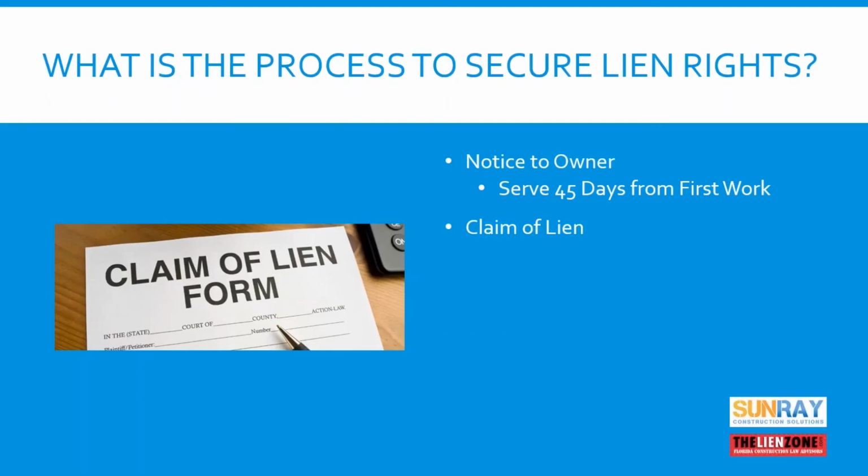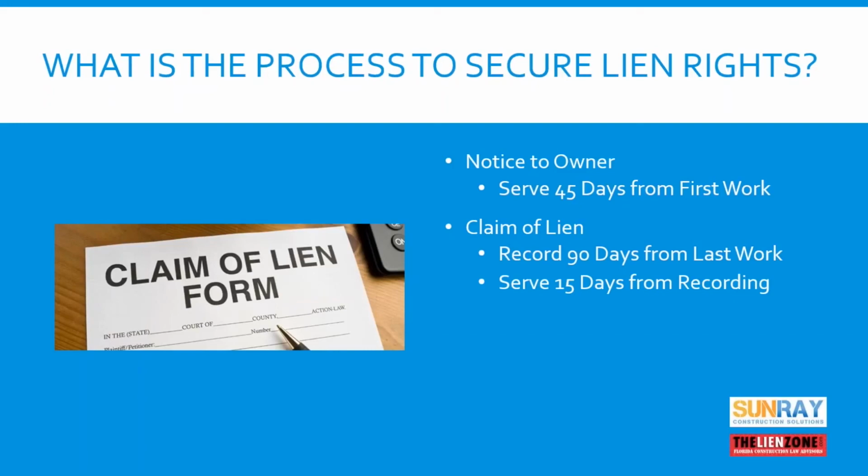Obviously, if you have a direct contract with the owner, you don't need to send a notice to owner, but we would still recommend that you do it. Next, within 90 days of your last work, and last work does not include punch list and does not include warranty work. So within 90 days of your last work or delivery of materials on the project, you need to record the claim of lien to secure your right to be paid.